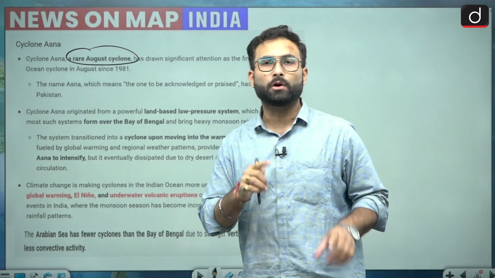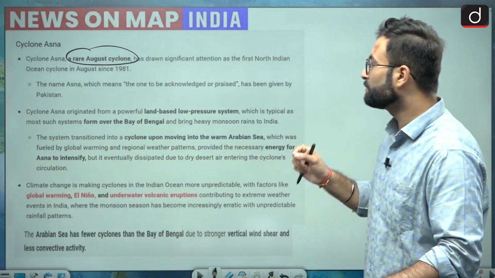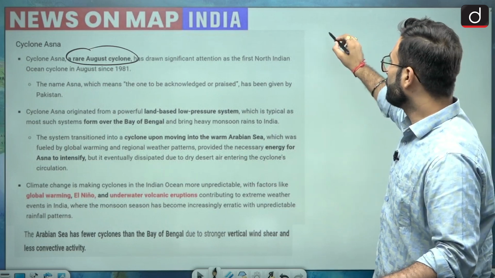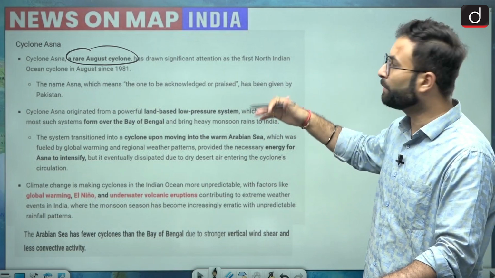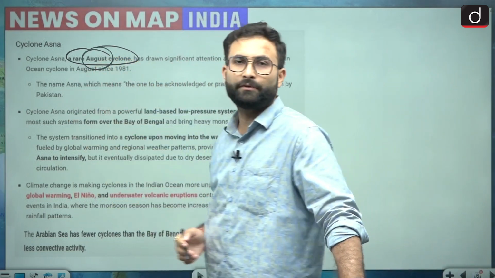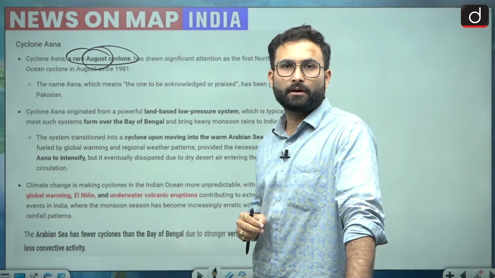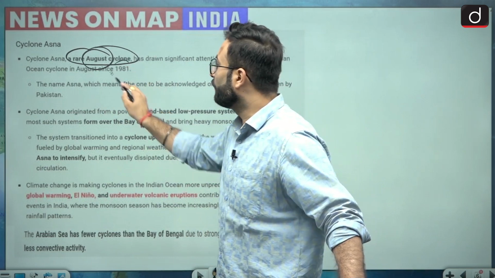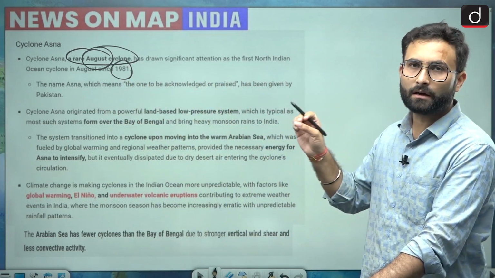August cyclones are very rare because the time of cyclones in India is mostly around two seasons. When we talk about cyclones in India, we will be talking about that, but August is not the month where you will find more cyclones. The last time we saw a cyclone in August was in 1981, and after that we have witnessed this other cyclone. So we can say it is a rare August cyclone.